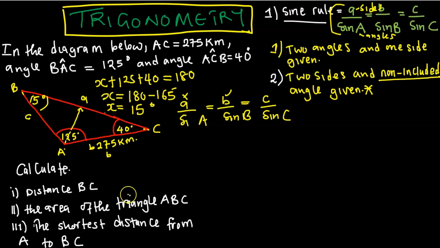So let us go into the second one. We are finding the area of the triangle ABC. How do you find it? The area of the triangle ABC, or area of a non-right angle triangle, this is the general formula: half ab sine C. Now, how do you know? You know that C is an angle.